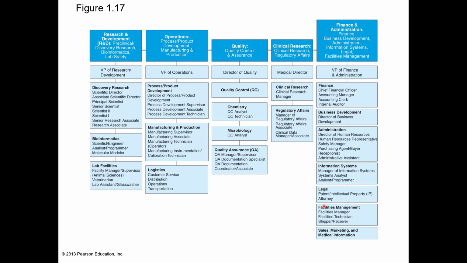Then on the legal side, we have patent and intellectual property, or IP attorney, very important process and part of the production part. Information systems manager, the information systems analyst, programmer. Director of human resources, human resource representatives, safety managers, purchasing agent and buyer, receptionist and administrative assistants. Director of business development, and then we have chief financial officers, accounting managers, accounting clerks, and internal auditors. And of course the VPs of finance.